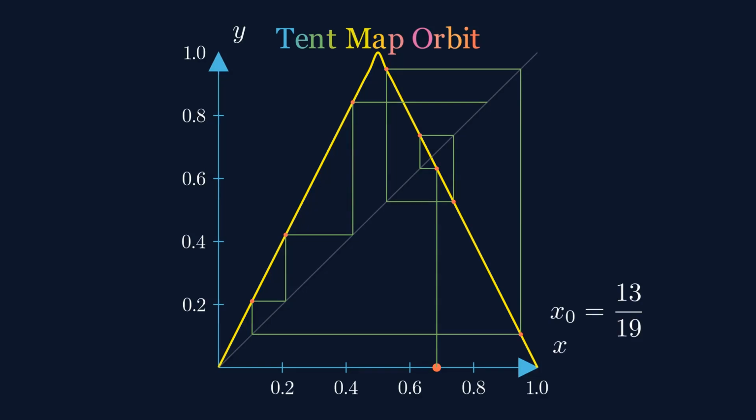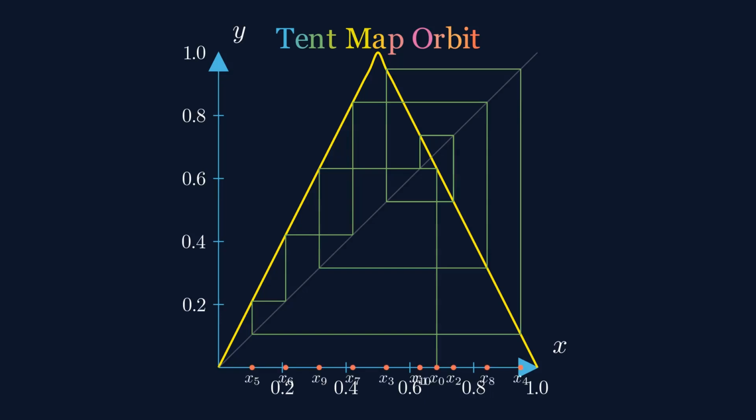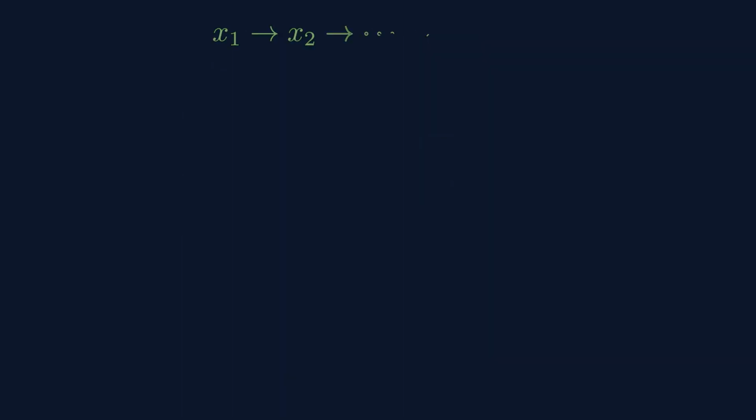Starting from 13/19, in the 10th orbit step, we arrive at x1, or 12/19. So 13/19 is eventually periodic, whereas its orbit point, 12/19, is a periodic point of period 9. It confirms that every rational point is either periodic or eventually periodic. So for the tent map, the set of periodic points is dense in the unit interval.